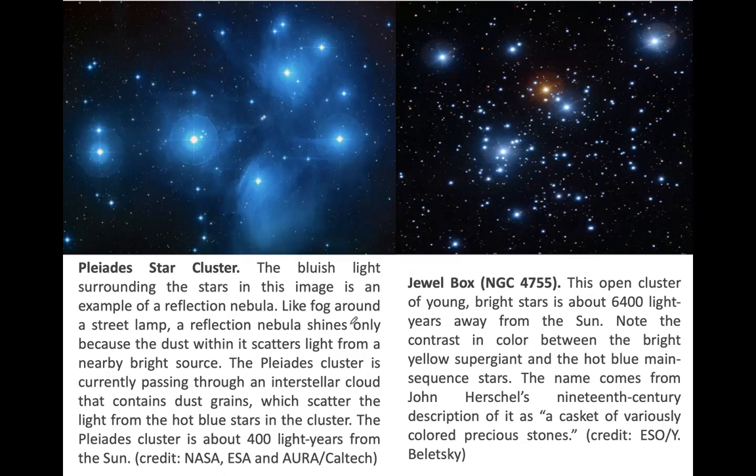And the one on the right-hand side is called the Jewel Box, or NGC 4755. Again, it is an open cluster, around 6,400 light years away from the sun. You can see that the stars have different colors, which tells you they belong to different spectral classes, and you have all types of stars in these star clusters. So that is the idea.